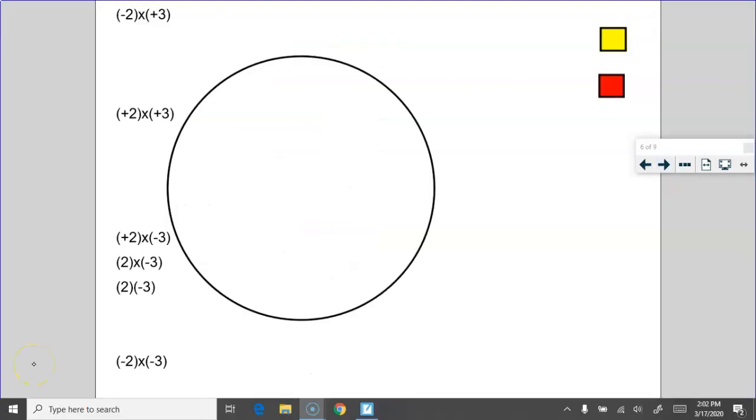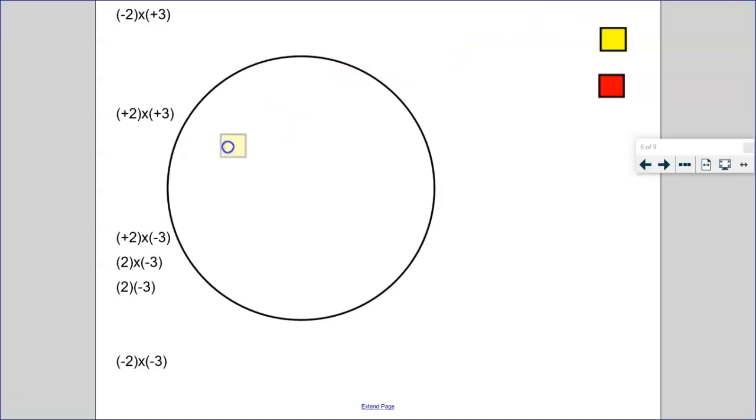Okay, so let's do some modeling here. We've got negative 2 times positive 3. So negative 2 is our negative number, and 3 is modeled by positive yellow tiles. So we're going to take 2 sets of 3 yellow tiles out of the circle, our bank. I made one bank here. That's impossible because there's nothing in the bank, so we have to zero pair them off. So we're going to put 2 sets of 3 yellow tiles.